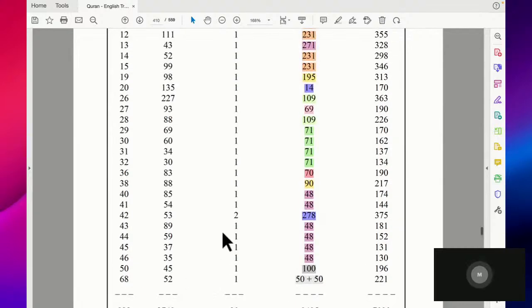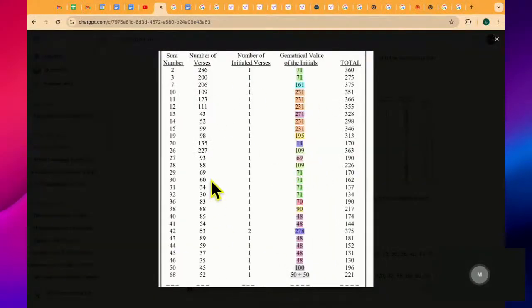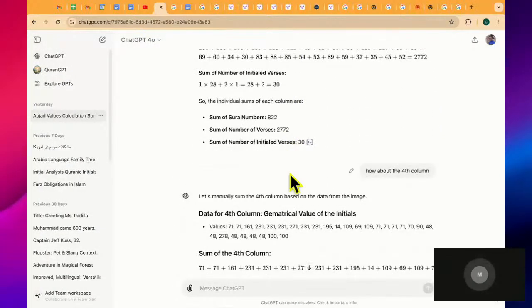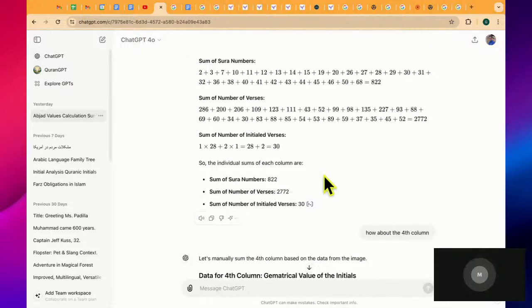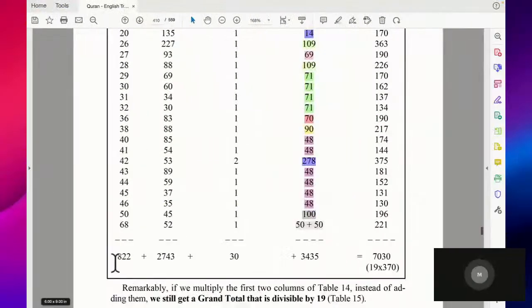So I put this one also into ChatGPT. Here is the table that I have print-screened and put in ChatGPT. I intentionally didn't include the last line, which is the summative total of all these columns. I wanted to see what it does with the calculations. I asked it to do the calculations, and it ended up with these numbers. 822. If we look here, we have 822 for the first column.